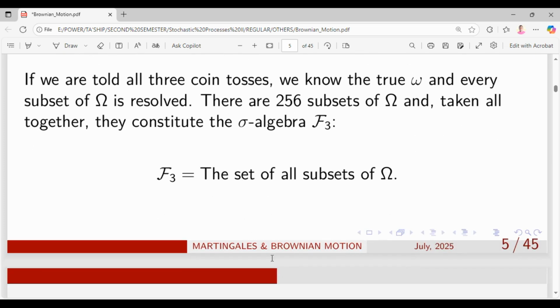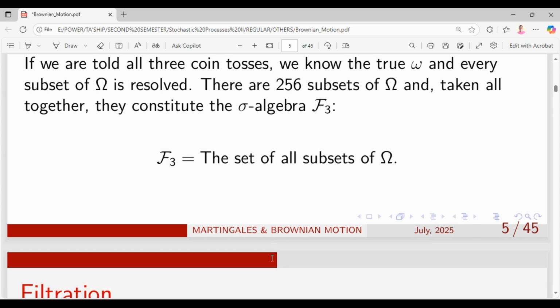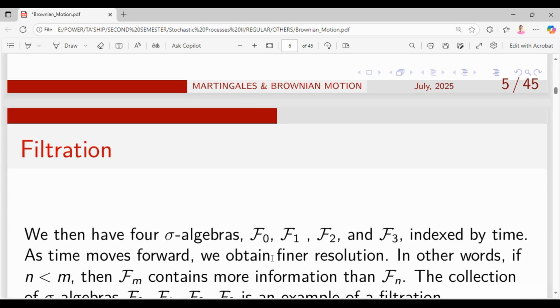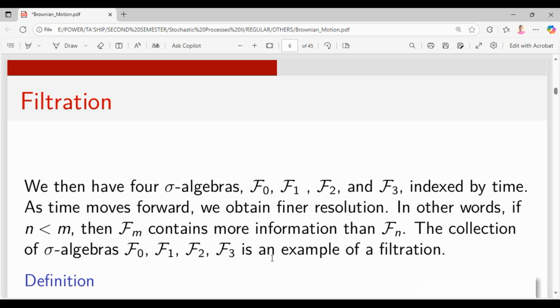So this increasing collection of sigma algebras, as we filter the information, or as we sieve the information over time, adding more information to it for better accuracy and prediction, is called filtration. So an increasing collection of sigma algebras over time is called filtration. So if we have sigma algebras F0, F1, F2 and F3 indexed by time, as time moves forward, we obtain finer resolution, as in we get better prediction, because more information is being added to us.